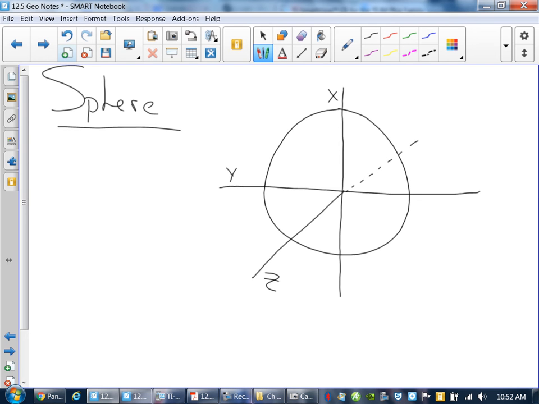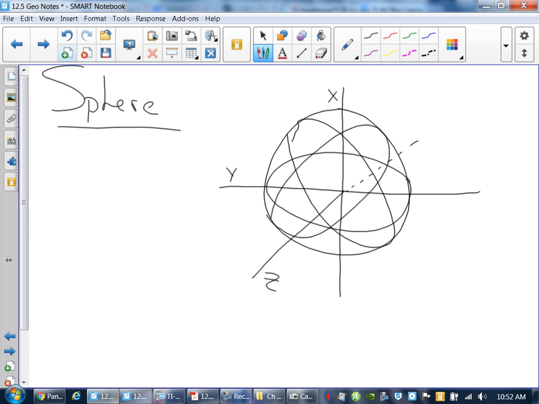a circle going around one way. Let's see how well I can do this. A circle going around flat. So I have a circle going through the x-y axis, a circle going between the y-z axis, and then I have a circle going between there, and a circle going through here. And how many circles is that? 4.